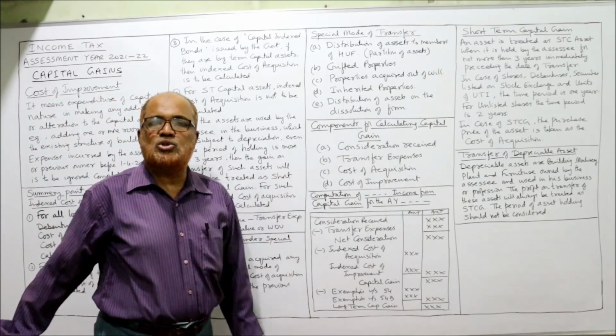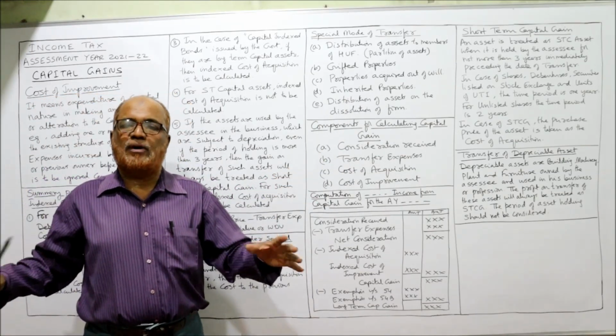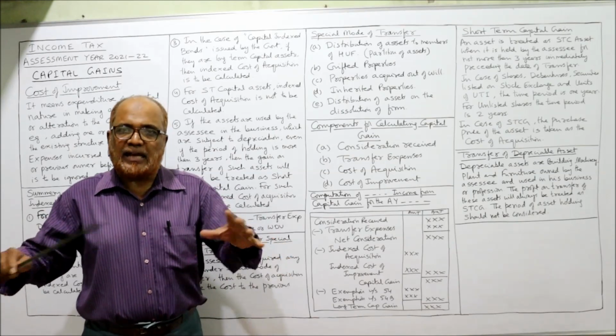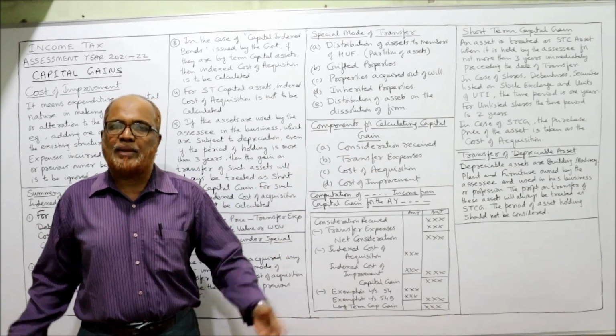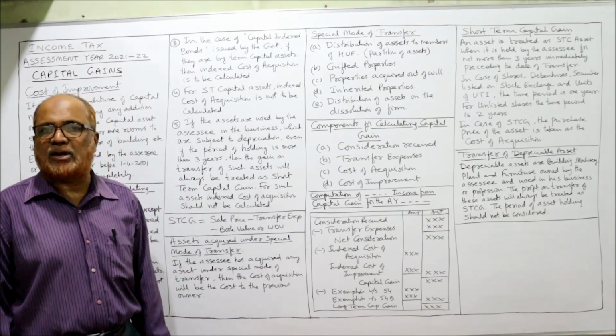Distribution of assets on the dissolution of firm. A partnership firm was dissolved. At the time of dissolution, assets are distributed to the partners. Again, it's a special mode of transfer.